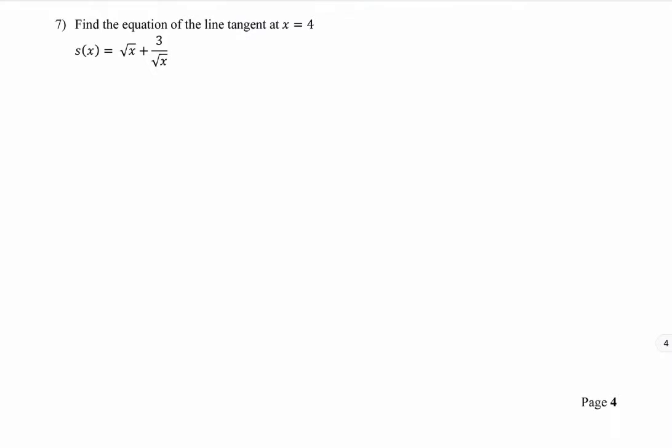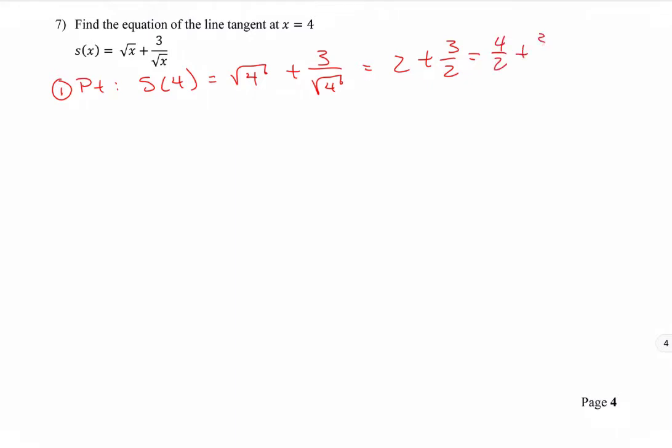Now, the first thing I need to do is to find my point. So first is to find my point. So that is s of 4. So that's the square root of 4 plus 3 over the square root of 4. So that's 2 plus 3 halves. So that's 4 halves plus 3 halves is 7 halves. So I have the point 4, 7/2. Second, I need to find the derivative.